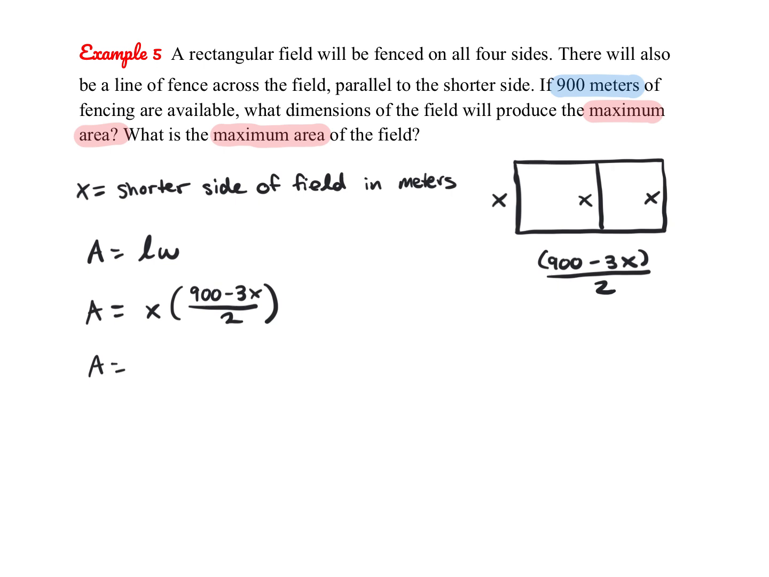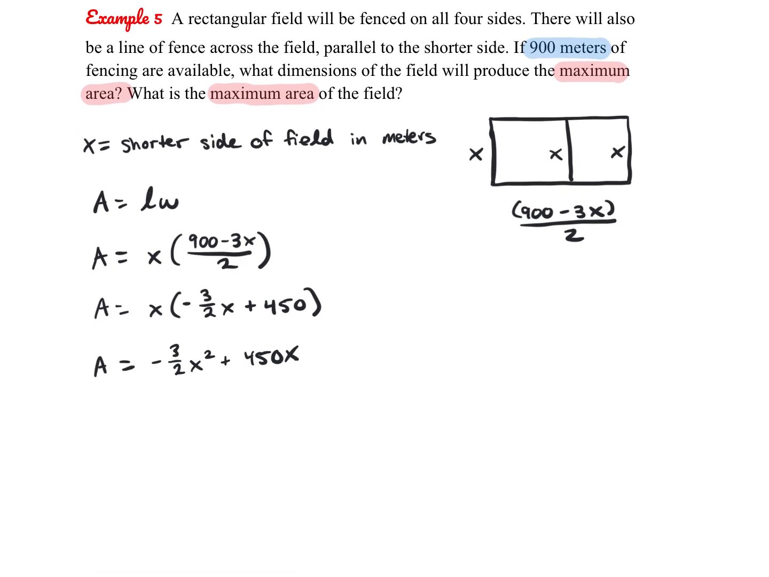So what I'm going to do is try to simplify this equation a little bit. I'm going to divide both of these terms by 2. So we have negative 3 over 2x plus 450. And then I'm going to distribute in my x just to make it in standard form. Okay, so from here, all I need to do is find my vertex, which I know how to do.